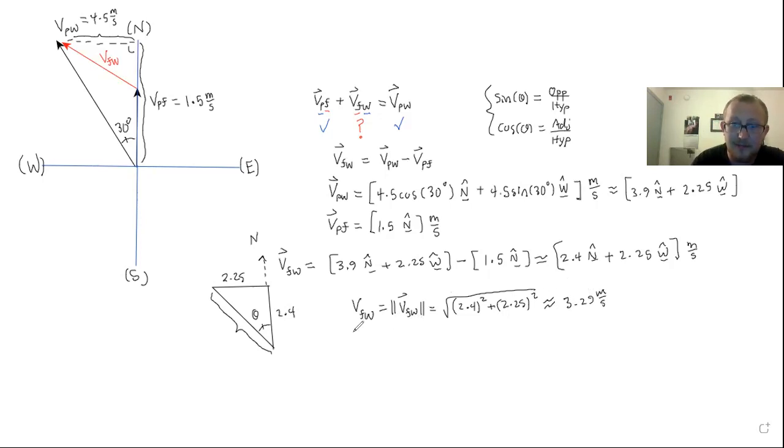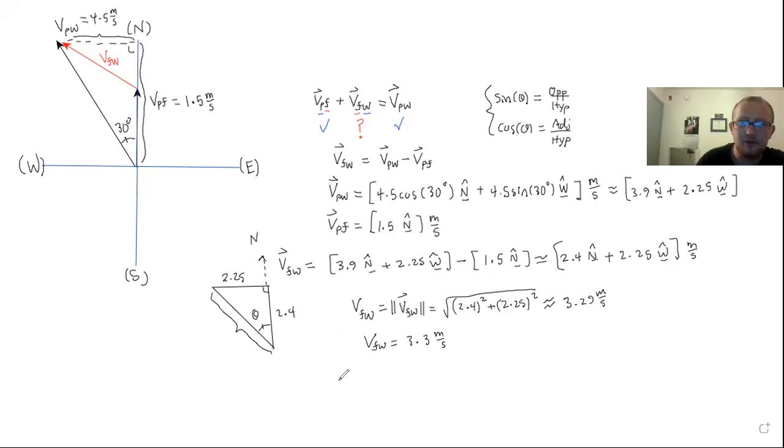All right, so this is the magnitude. We're halfway done. Now we just need the direction. I'm going to round that to 3.3 meters per second. Now remember, the direction when we're referring to a vector is this angle and some reference. In our case, we're referencing north.